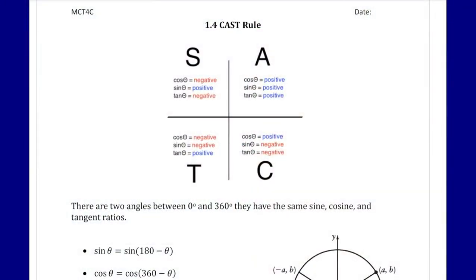In today's lesson, we are going to be looking at the CAST rule. So we did a small investigation, and the CAST rule essentially tells us in what quadrant of our axes, or what quadrant in our graph, certain ratios are positive and negative. Right? So we start in the bottom right corner, and that's C, then move to A, S, T, moving in a clockwise direction. So in the bottom right corner, only cosine is positive if an angle is down here.